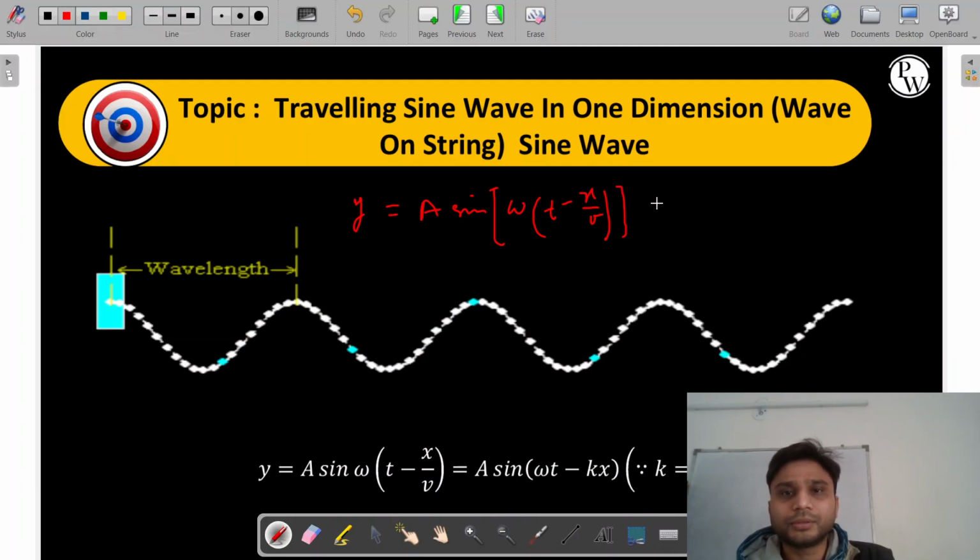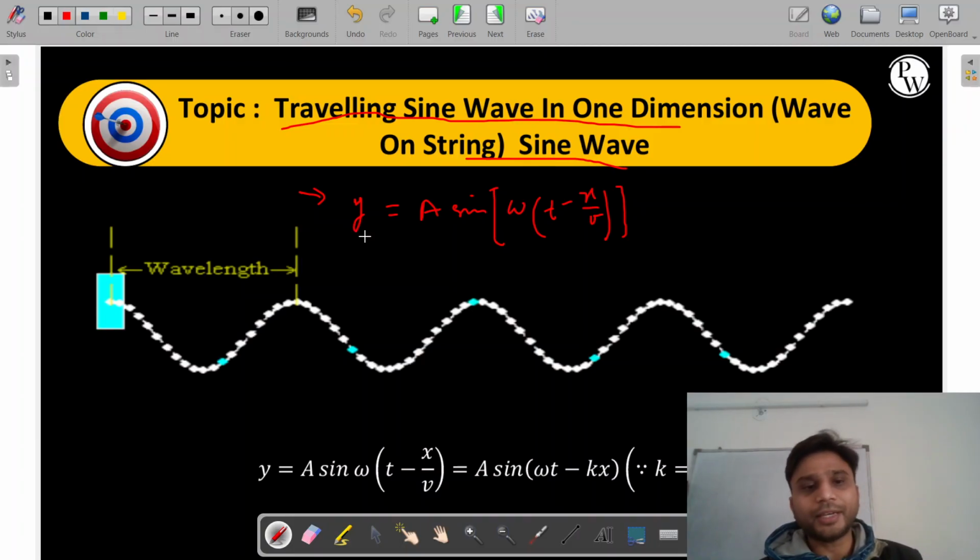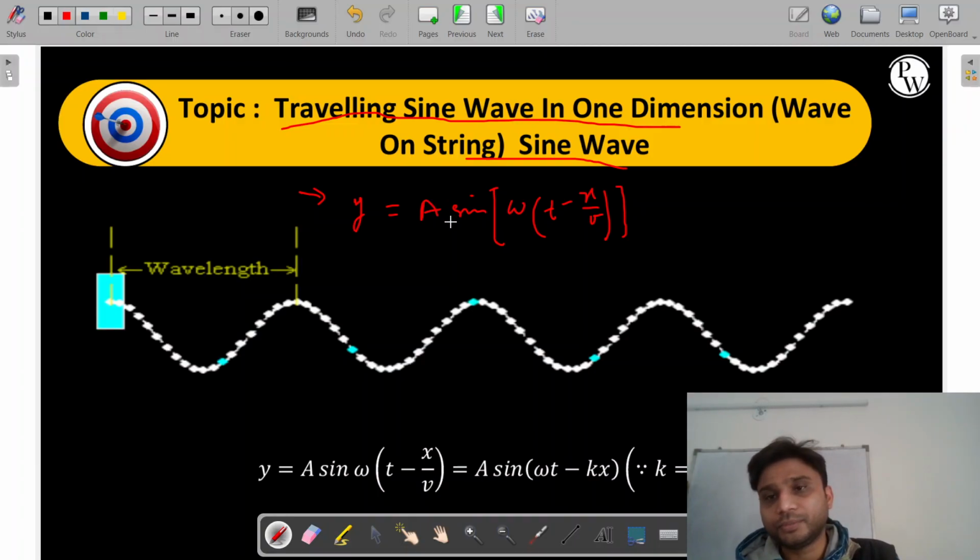So first of all, this is a traveling sine wave in one dimension as it is written here. What do you mean by a traveling wave? Traveling wave means that the energy of the wave is passing from one point to another, or the momentum of the wave is passing on. So that's why we say it's a traveling wave. And it's a sine wave because it's a trigonometric function.